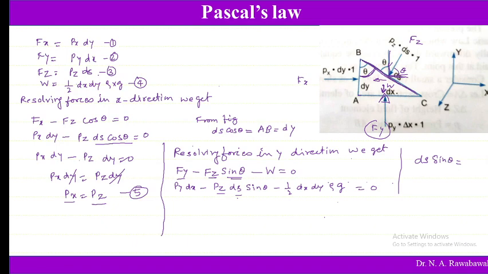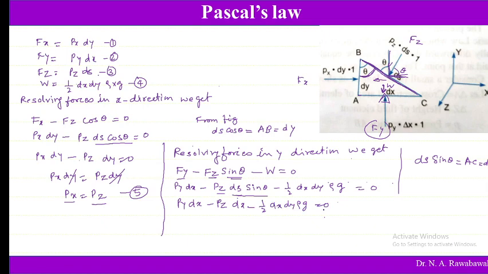ds sin theta is equal to AC, and this AC is nothing but dx. So here this ds sin theta can be taken as dx. So py dx minus pz into dx minus of half dx dy rho g is equal to 0.